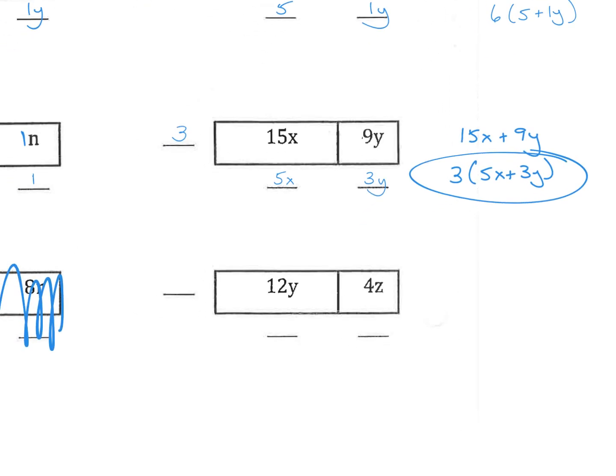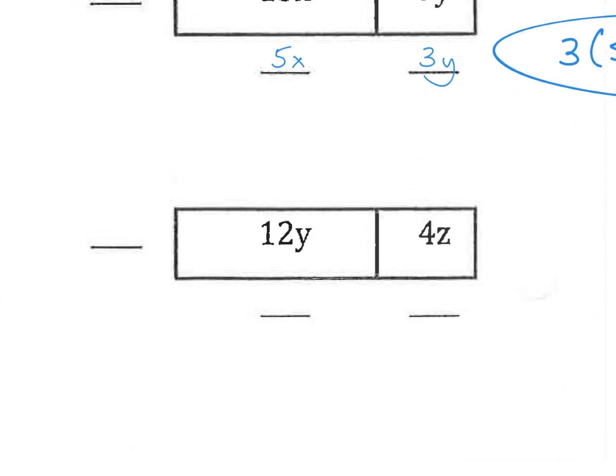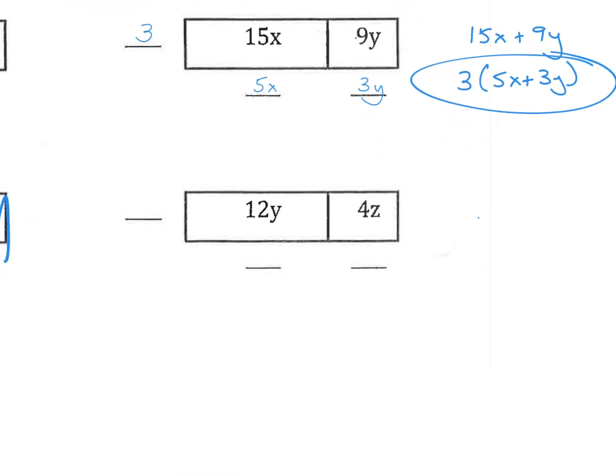Now, last but not least, this one has a couple of different choices, so we're going to do both of them. So our original problem is 12y plus 4z. Some of you may recognize, okay, they're both even. I can divide by 2, and you can. That's fine. 12 divided by 2 is 6. Bring down the y. 4 divided by 2 is 2. Bring down the z. So one possible answer is 2 times 6y plus 2z.